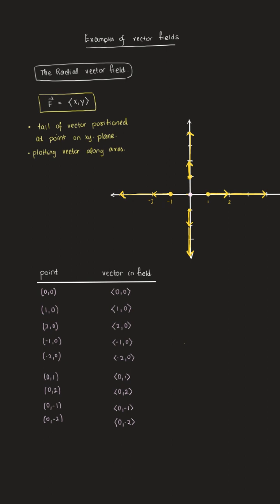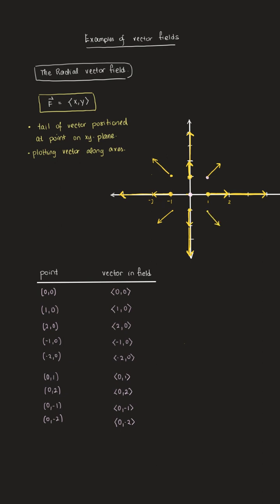Let's get a sense of what's going on with some points that are not on the axes. So I'm going to pick the point 1, 1. At 1, 1, the vector will be the vector 1, 1. So our slope is 1. So we're going to have a vector that looks like that. At the point negative 1, 1, our vector will be negative 1, 1, which means we go left one and up one. So we're going to have another vector that looks like this. And the same thing's going to happen down here and down here.